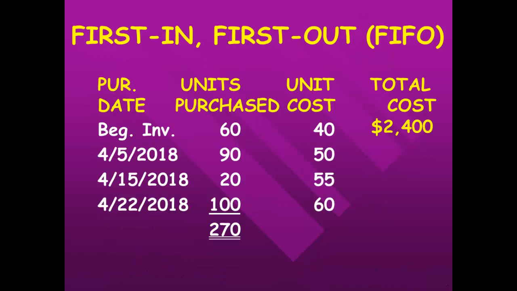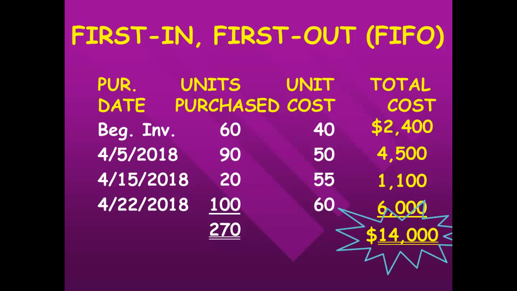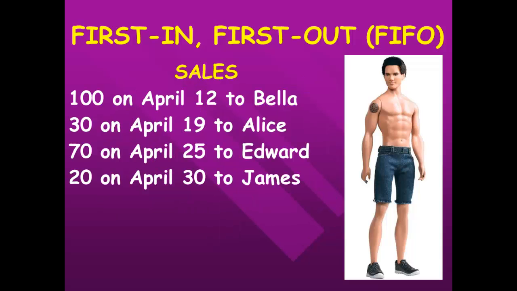Let's do the example using FIFO. First thing we had to do was simply to multiply. We took the number of units that we purchased times how much each one cost us. Take all those, add them up. We come up with $14,000. I encourage you to put a big star around that number because that's my check figure. When I finish this problem, I ought to be able to take my cost of goods sold and my ending inventory, add them together, and they ought to equal $14,000. If they don't, then something's wrong. I've made a mistake.